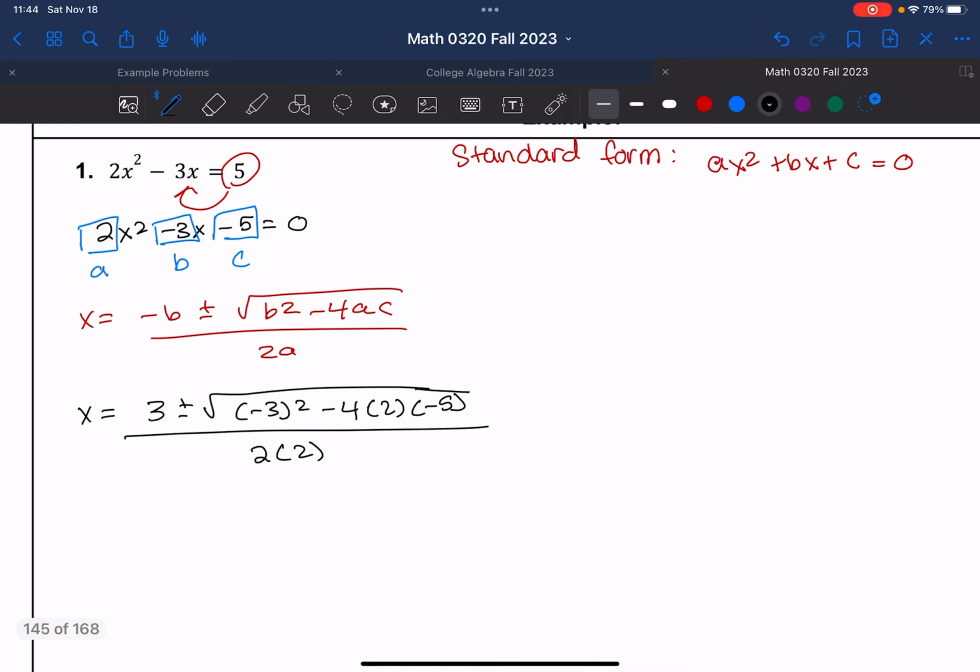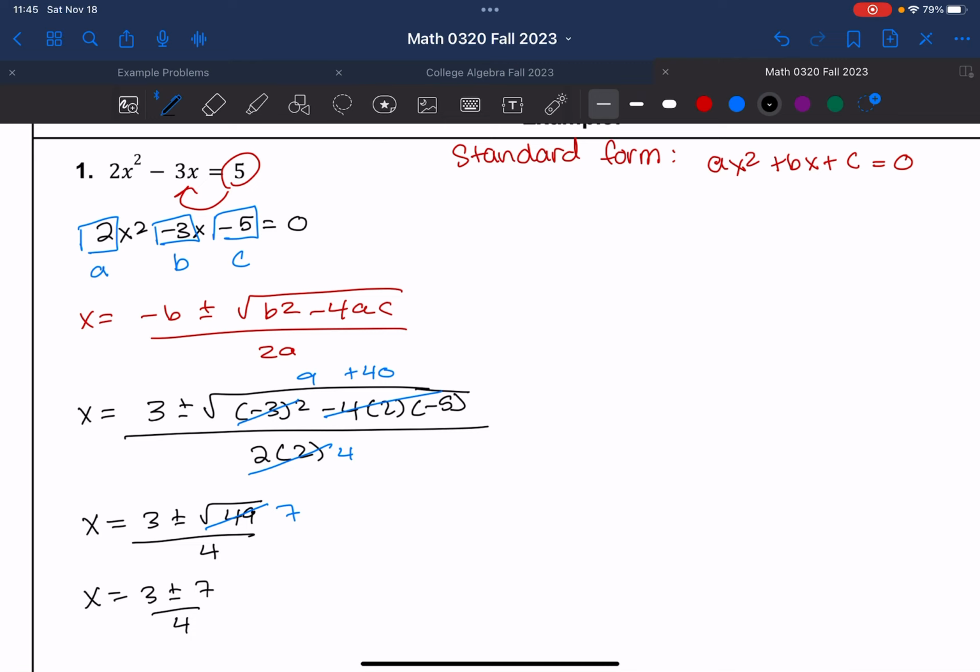Once I have everything plugged in, I'm now just simplifying. And you can do a lot of this on your calculator. So negative 3 squared I know is 9. Negative 4 times 2 times negative 5 is going to give me a positive 40. And 2 times 2 is 4. So far I have x is equal to 3 plus or minus the square root of 49 over 4. We know that the square root of 49 is 7. So we have x is equal to 3 plus or minus 7 over 4.